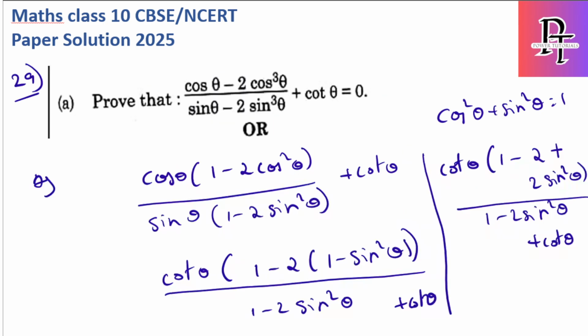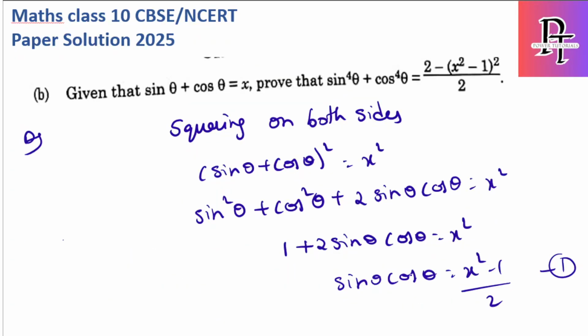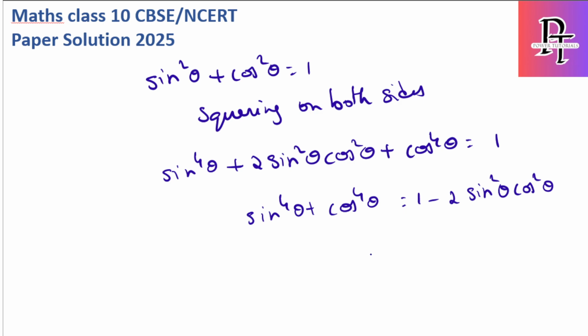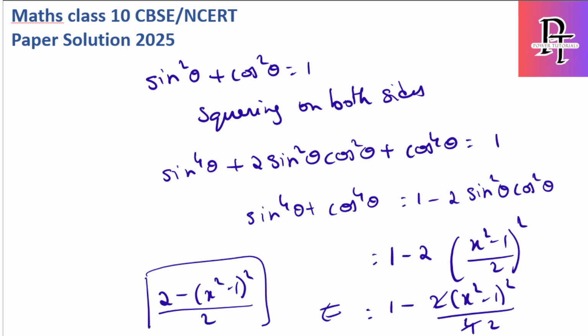So what is sin theta cos theta? We got in the first relation, which is x square minus 1 by 2. So I'll just replace the same point here. This I can say is 1 minus 2 into x square minus 1 by 2 whole square. So this I can also write as 2 into x square minus 1 whole square by 4, 2 ones, 2 twos. So from this last step I'm writing here itself, if I take LCM, I will get 2 minus x square minus 1 whole square by 2. Okay, let's move to the next one.